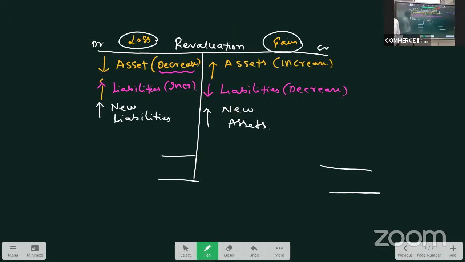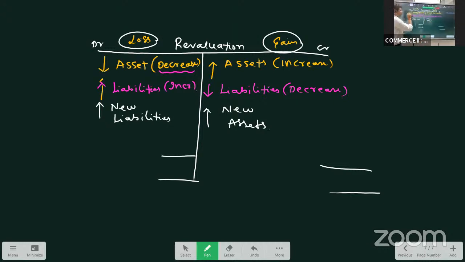जो भी नुकसान हो रहे बिजनेस में हमको because of revaluation of asset and liabilities at the time of admission of a partner, when we prepare revaluation account, when we do the revaluation of assets and liabilities, if there is any loss, that we take it on the debit side. If there is any gain, we take it on the credit side.